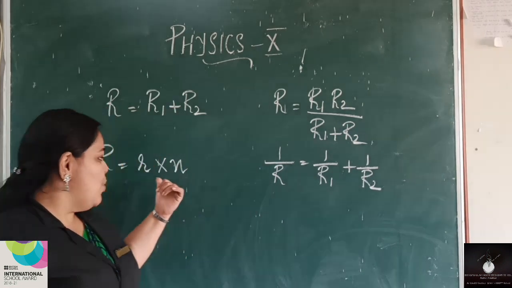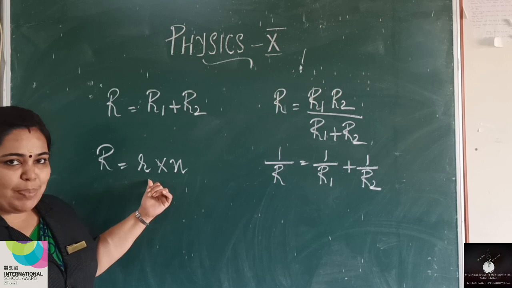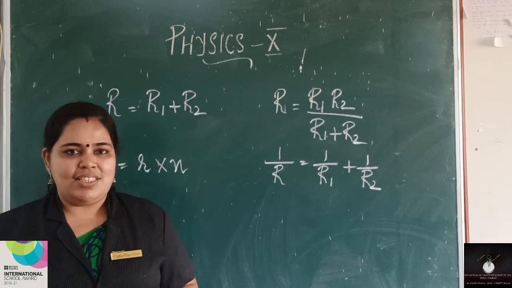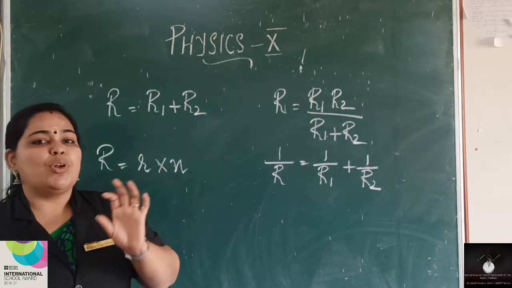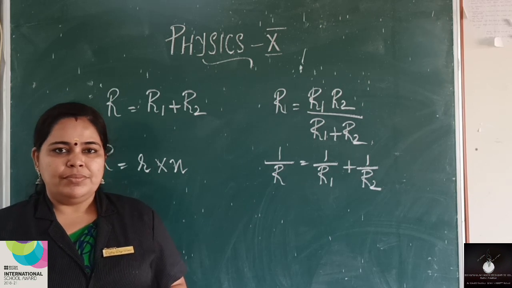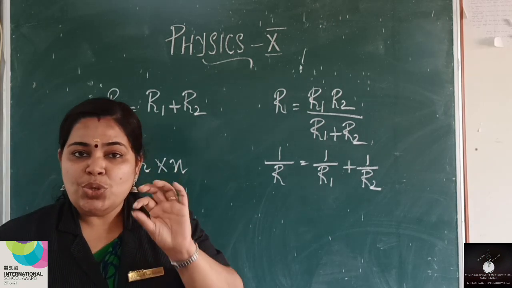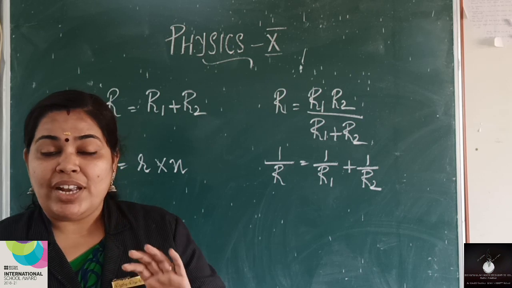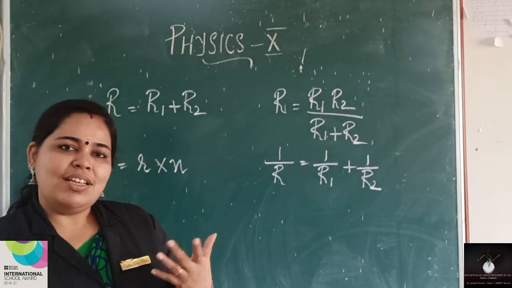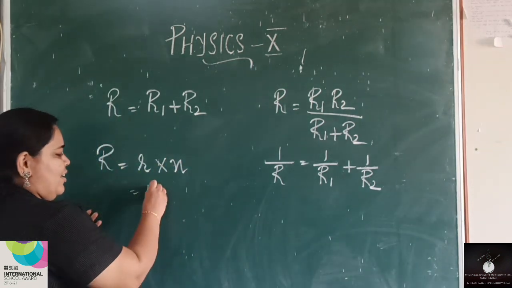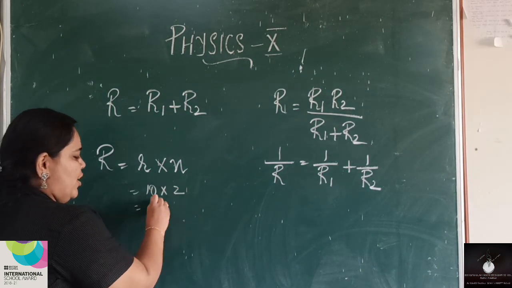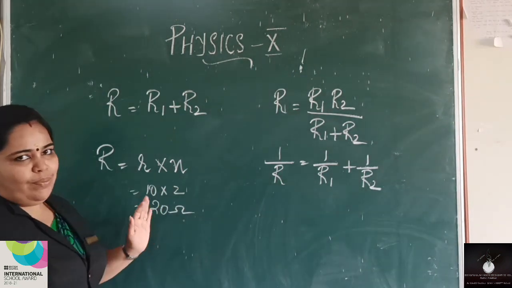Okay, what does this small letter r represent? It represents the value of resistance and N is the number of resistors. Okay, for example, you are having 10 resistors of 2 ohm. Then how will you find out? 10 into 2, which is equal to 20 ohm.